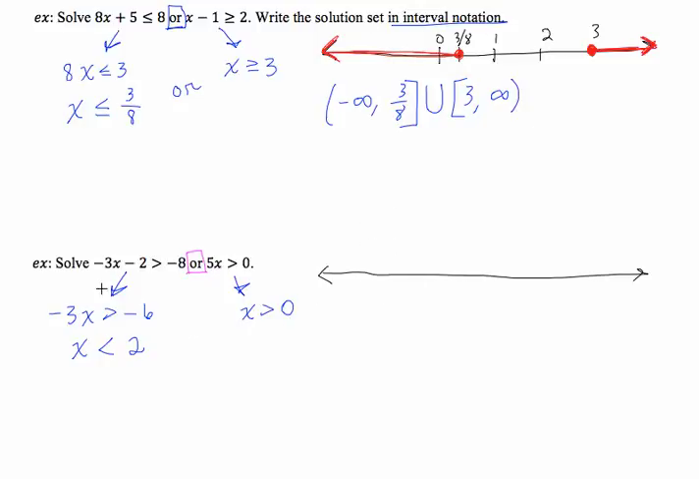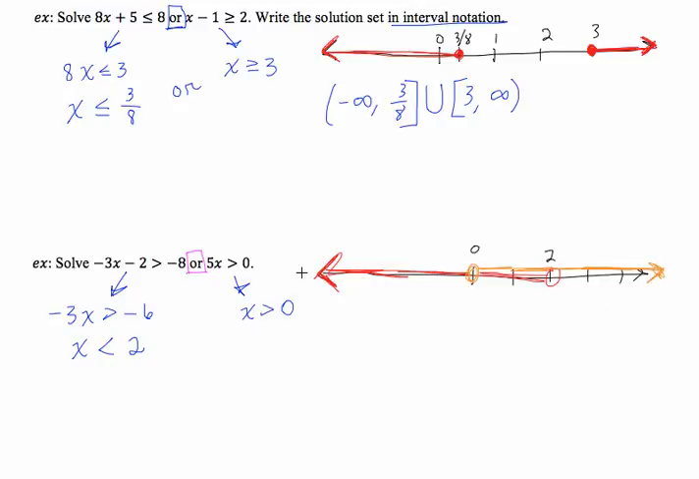So let's see, x has to be less than 2. So let's just start with 0 here. 1, 2, 3, 4. x has to be less than 2. Well, here's all the numbers less than 2. That would be all these numbers. Or x has to be greater than 0. Well, here's the set of x greater than 0. You'd have an open circle there, and it would be all of those numbers.